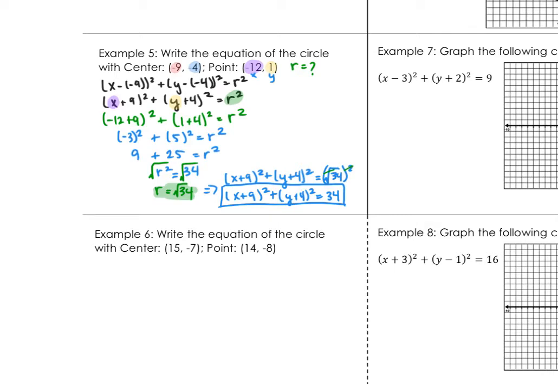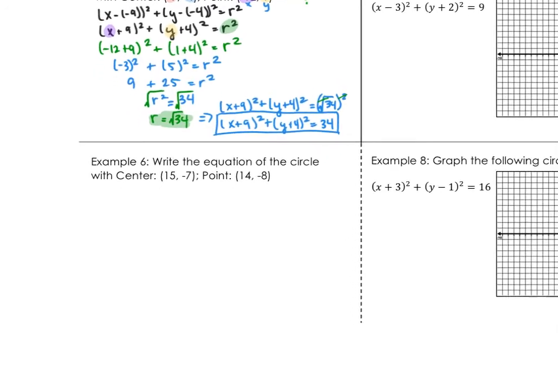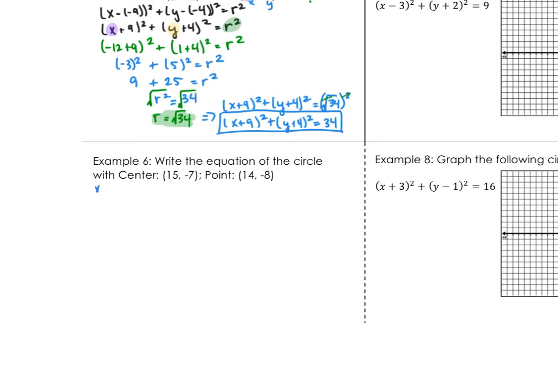So to remind you, I'm going to write here, this is stack and count with Pythagorean theorem. To use stack and count, what we do is we list out our coordinates. So 15, -7, and 14, -8. And then remember, we count the distance between those numbers. So between 15 and 14, that's just 1. And between -7 and -8, that's just 1.